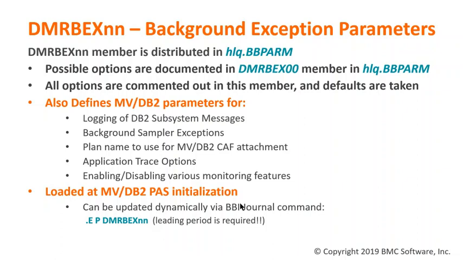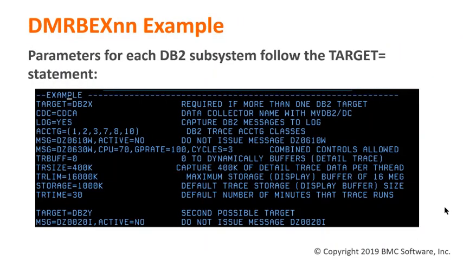The DMRBEX parameter values can be modified and reloaded dynamically by issuing the .E space P DMRBEX suffix command in the BBI journal log. Here is an example of the DMRBEXnn member on our demo system here at BMC.